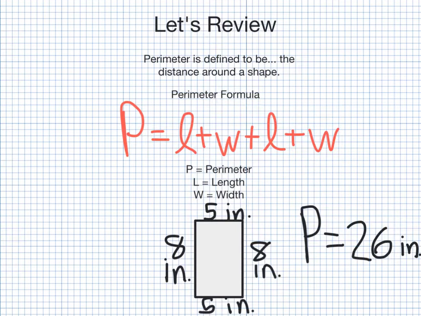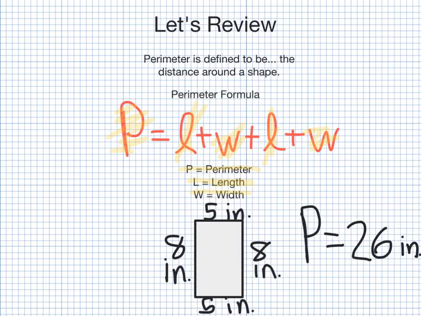Moving on to perimeter, perimeter is defined to be the distance around a shape. The formula is P equals L plus W plus L plus W, where P stands for perimeter and the L's stand for length and the W's stand for width.